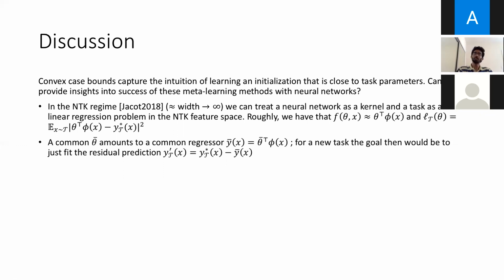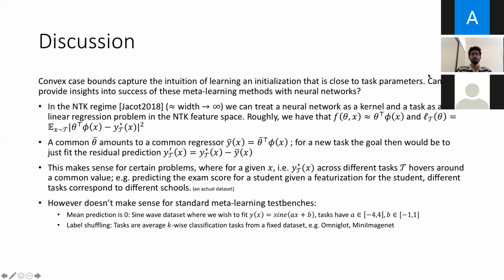And if you think about it, this kind of makes sense for certain problems where, for any given X, across different tasks, your prediction is actually hovering around a certain common value. And for each task, it's only slightly deviating from this common value. For example, this is an actual data set. If you want to predict the exam score for a student, given a feature vector for the student, different tasks could correspond to different schools. Maybe there is an inherent score for each student that they would get. And for different schools, because they have different difficulty levels and different settings, you would have some variations across the schools.